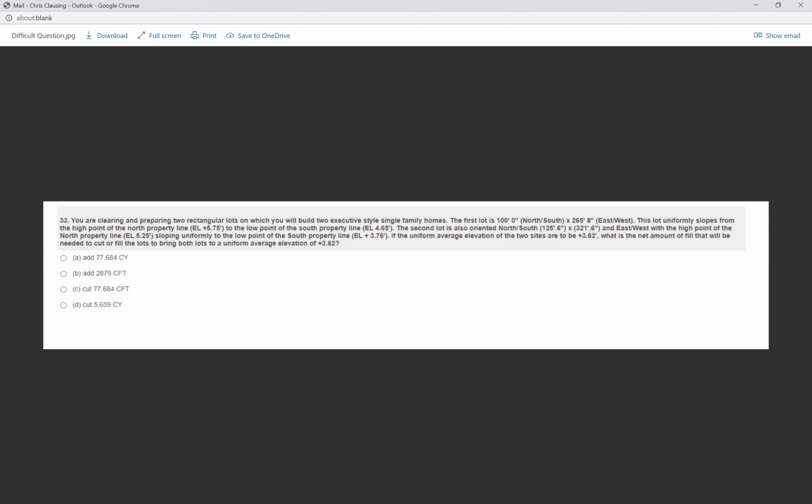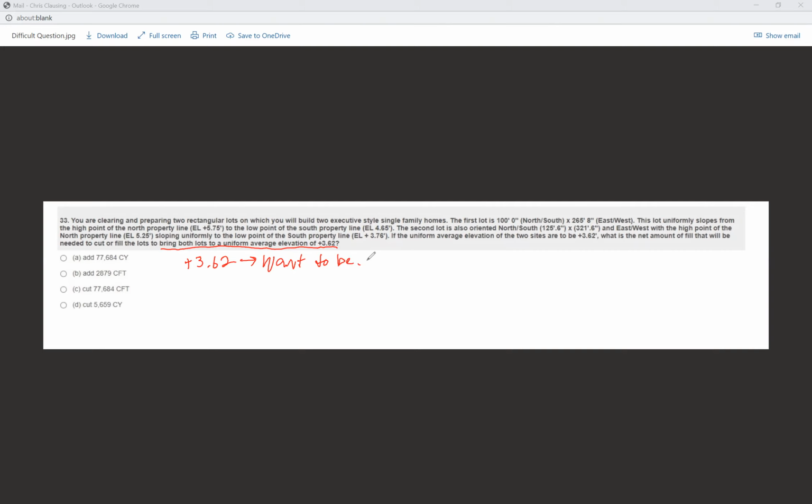Let me get my annotation tool going. They want to bring both lots to a uniform average elevation of plus 3.62. So I'm going to write that down. Plus 3.62. This is where I want to be. Okay, so now I have an idea. I want to be at this average elevation.